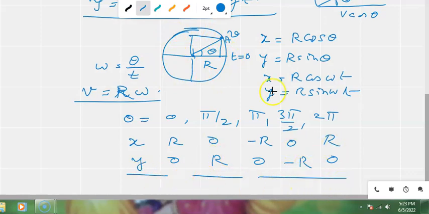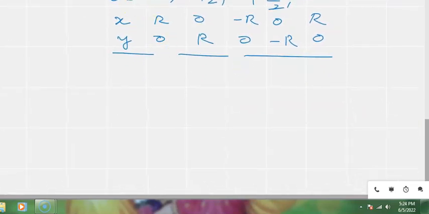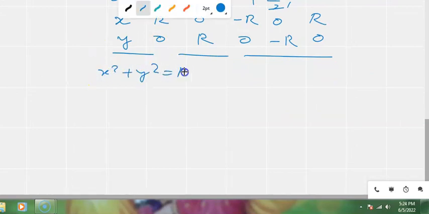If an object is moving like this, it follows this equation of motion, which is called simple harmonic motion. These are two simple harmonic motions: this is one simple harmonic motion, this is another. So uniform circular motion is a combination of two simple harmonic motions. That means when you do x square plus y square, we get r square. So this is the path of the object moving in a circle.